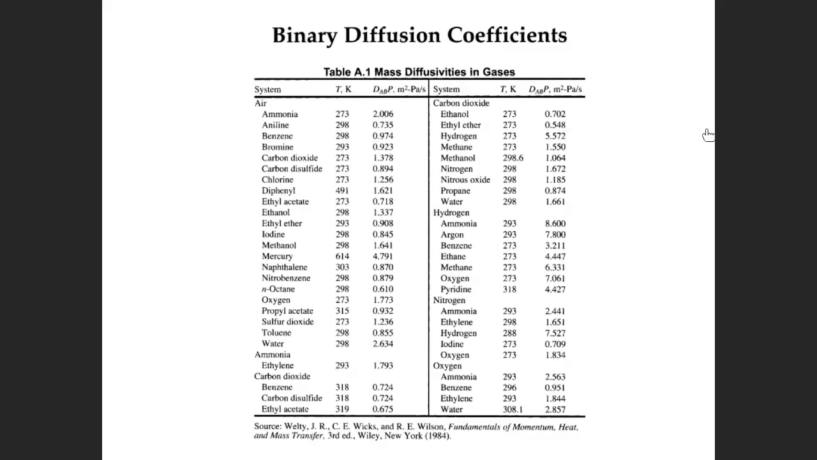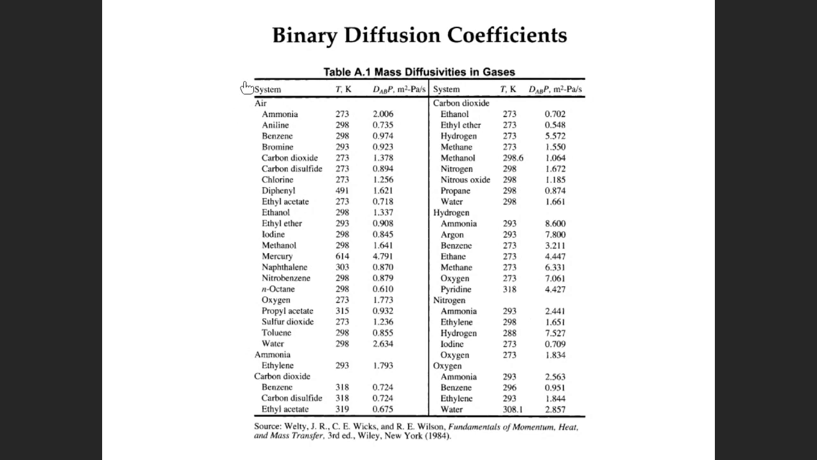Okay, let's see some of these values in the appendix. In the book that you have, binary diffusion coefficients are tabulated in table A1. The first one, A1, is mass diffusivity in gases. Sometimes it is called diffusivity, sometimes diffusion coefficient, sometimes mass diffusivity. All of them are the same.